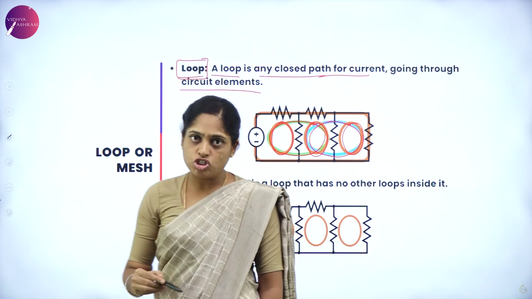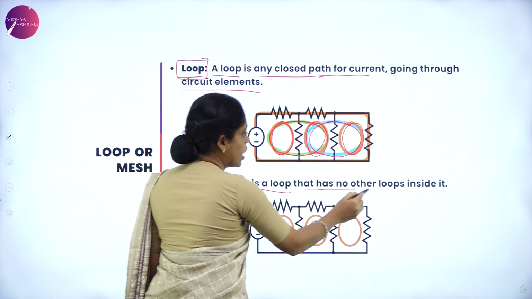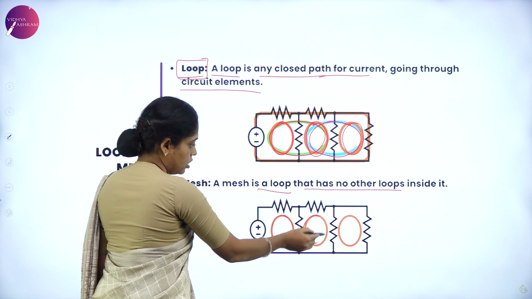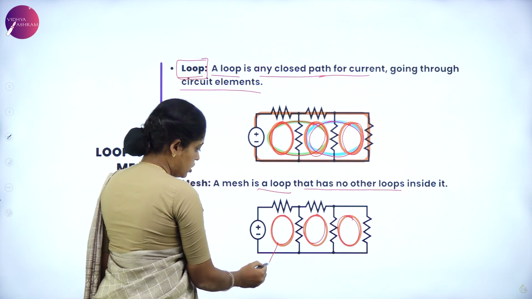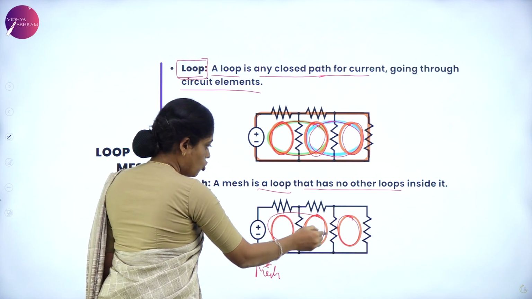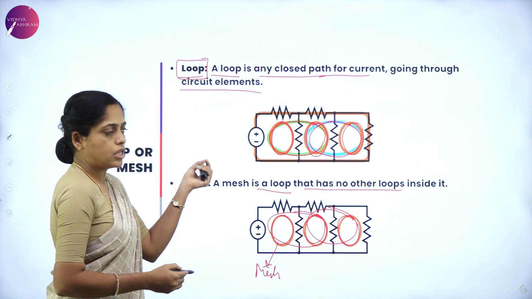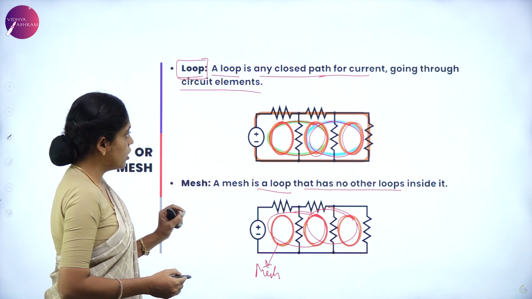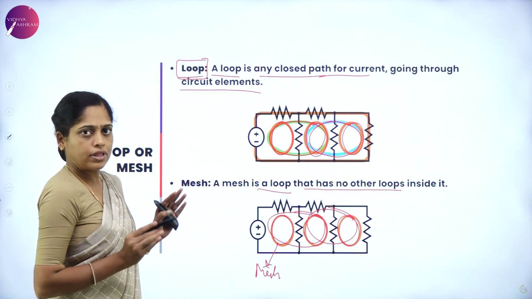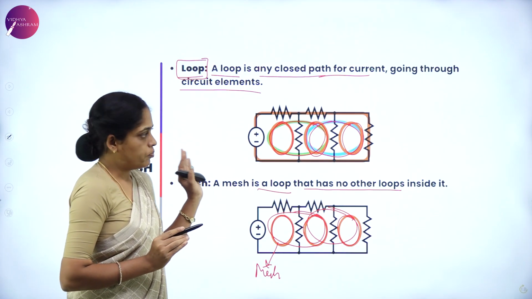Then what is a mesh? A mesh is also a loop that has no other loops. You can observe the 3 loops here. These are meshes. If there is no other loop inside this, then it is a mesh. If there is another loop inside that loop, then it is simply called a loop. So this is the difference between the loop and mesh. You can also figure it out by the picture.